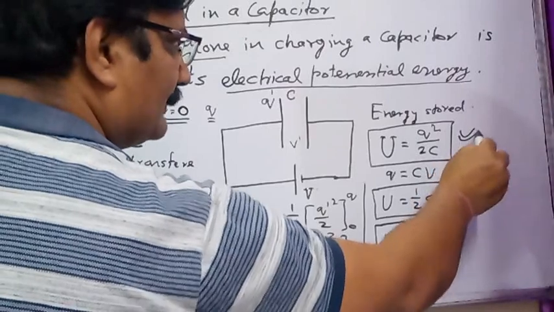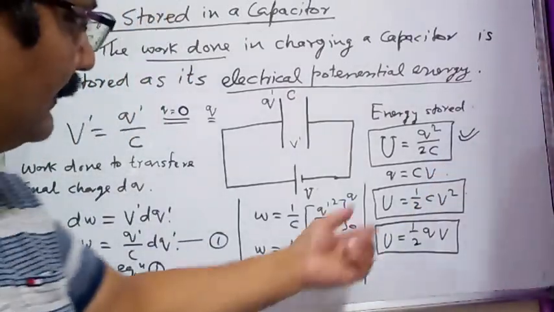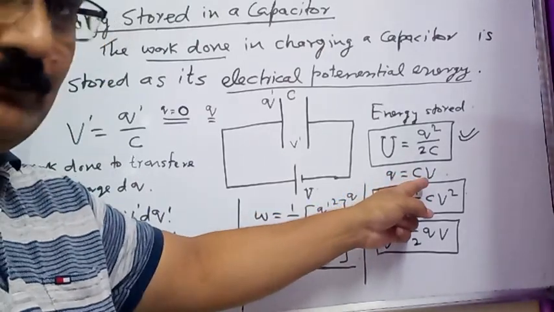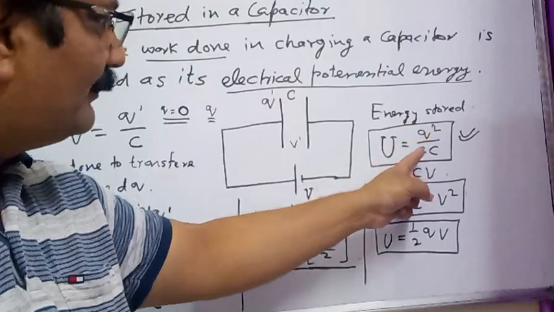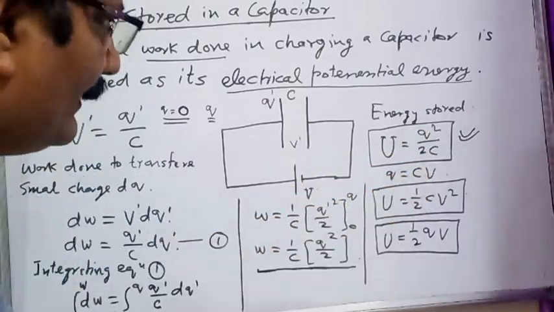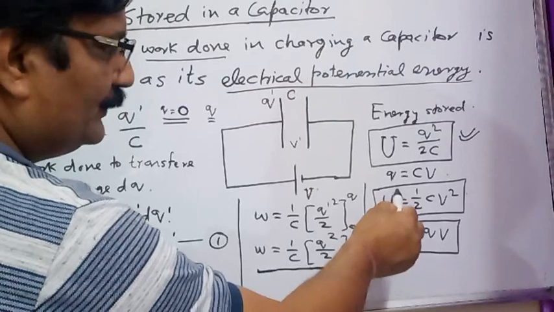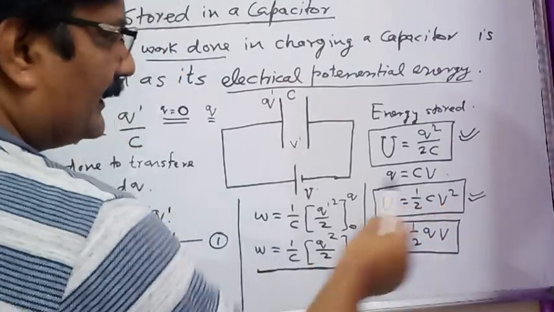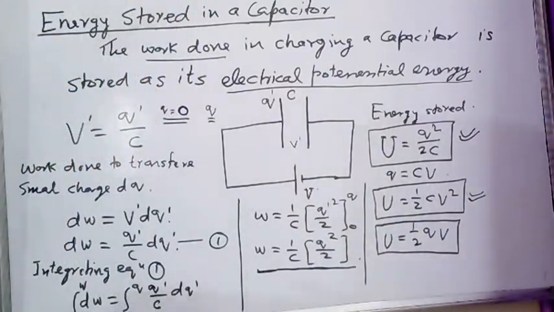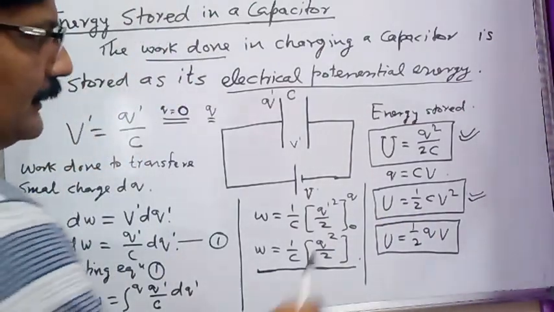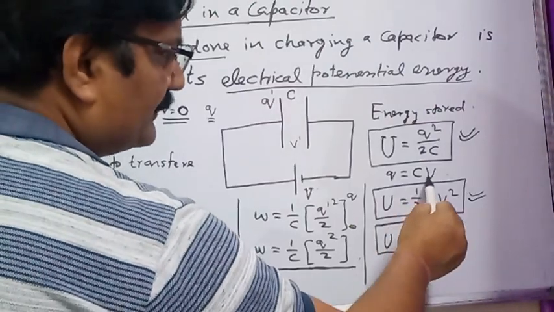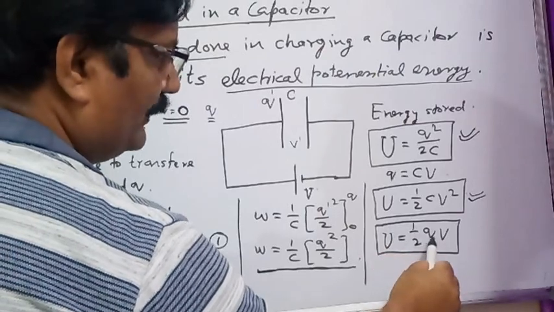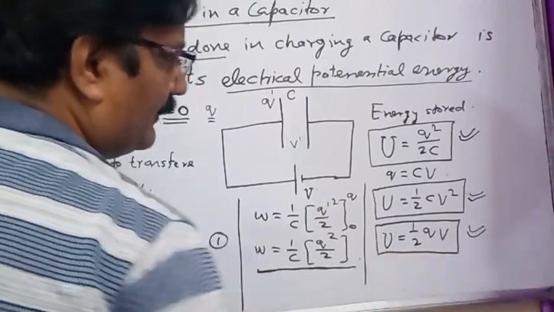This is first formula. But as we know, relation between charge, capacitance and potential, Q is equal to C into V. So if we replace value of Q as C into V, the energy stored in the capacitor U is equal to 1 by 2 C into V square. This is second formula to calculate the same quantity, that is energy stored in the capacitor. If we write Q is equal to CV in one of these, the formula becomes U is equal to half Q into V. This is third formula.